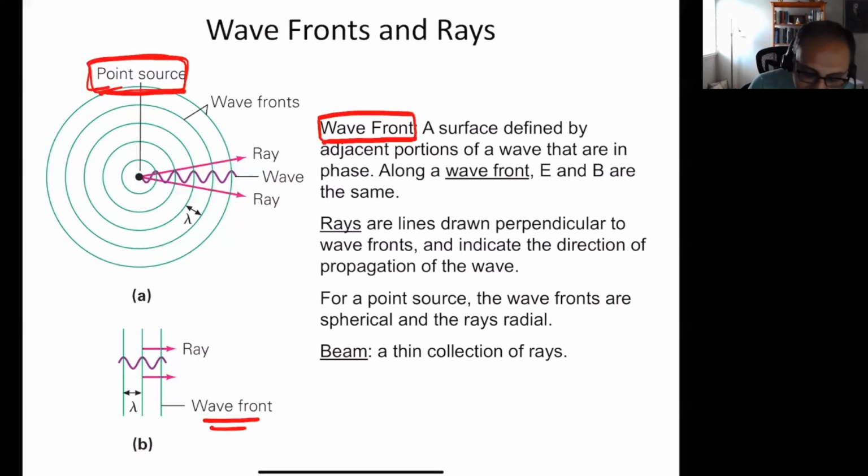But on the other hand, if you're quite far away from the source, then at your location, they will look like planes, right? At your location, you won't be able to tell that these are actually parts of spheres. So if you're sufficiently far away from a source, then the wavefronts appear to be plane waves. That's why plane waves are very convenient to study.